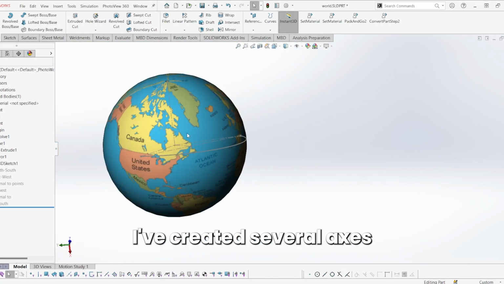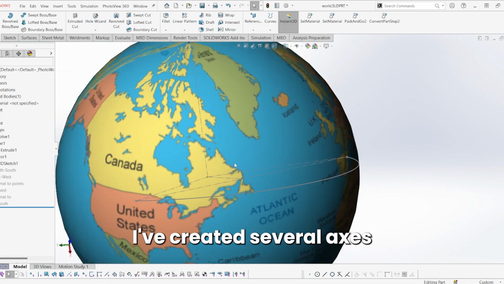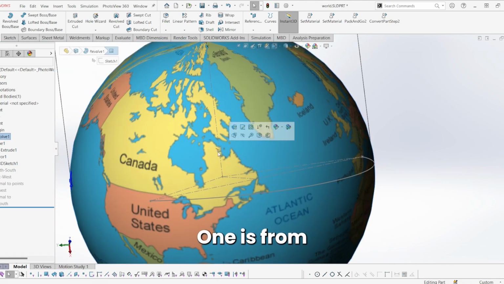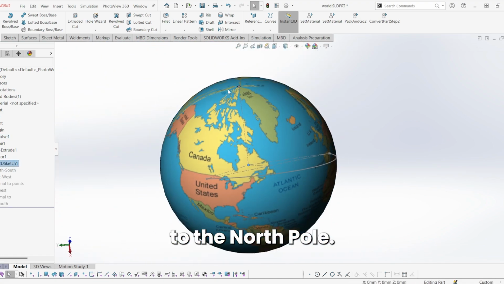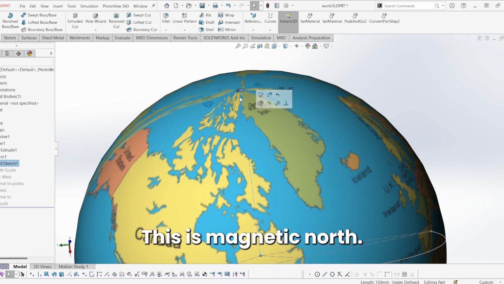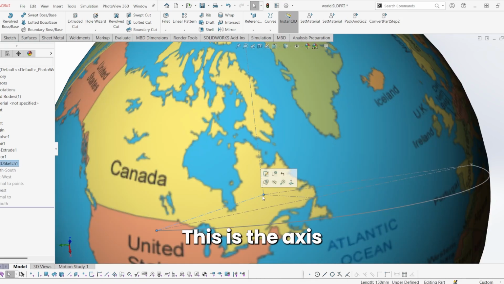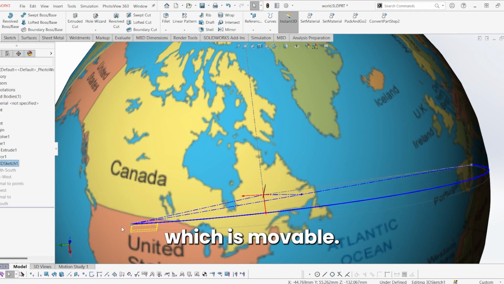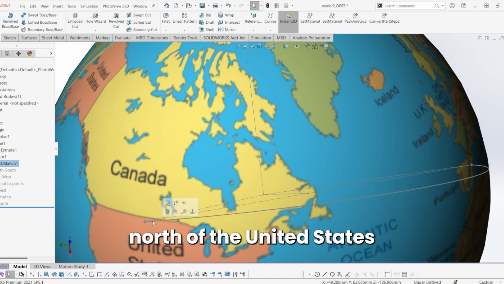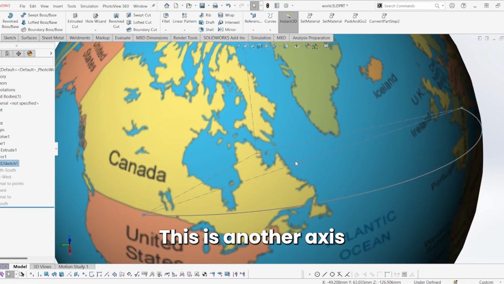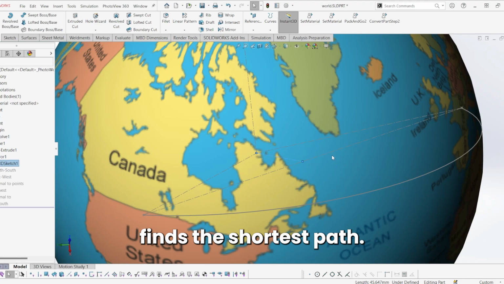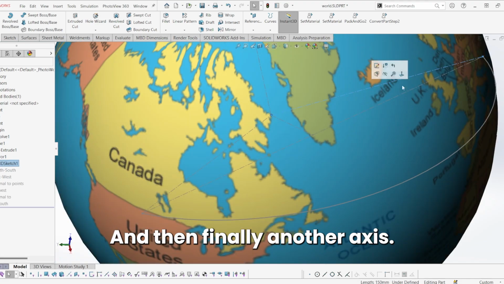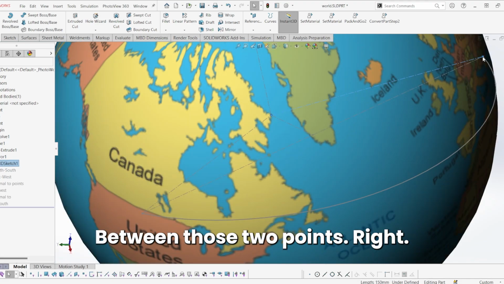So what I've done is I've created several axes to connect one another. One is from the center of the earth to the North Pole. This is magnetic north. It's irrelevant, but it's effectively north. This is the axis from the center of the earth to the point we're checking, which is movable. Right, I'm putting it in north of the United States right now. This is another axis just to connect it so that it finds the shortest path, and then finally another axis between those 2 points, right?